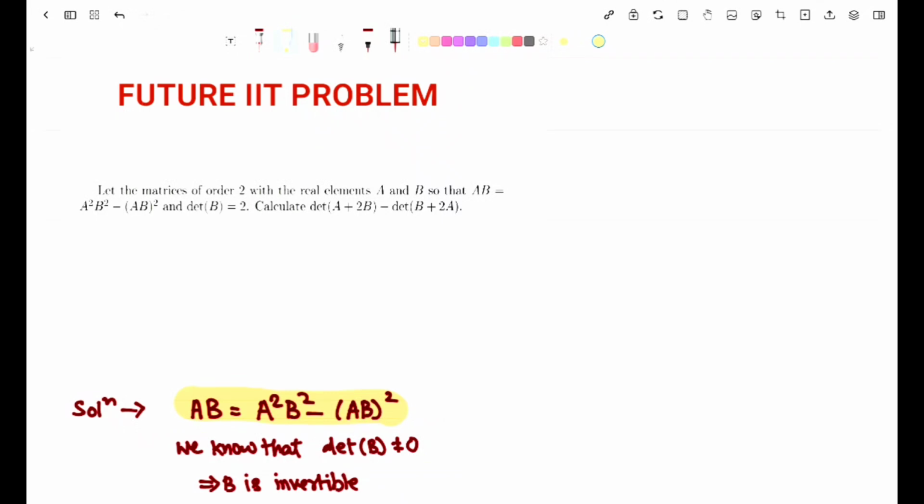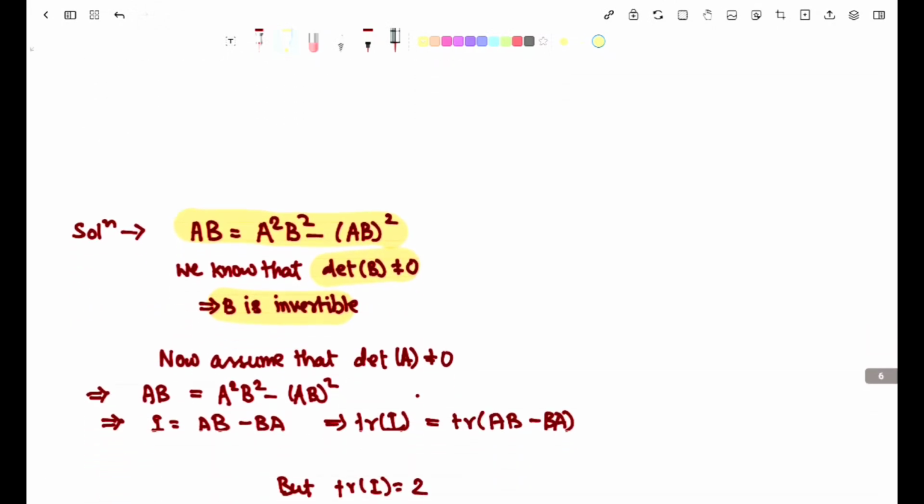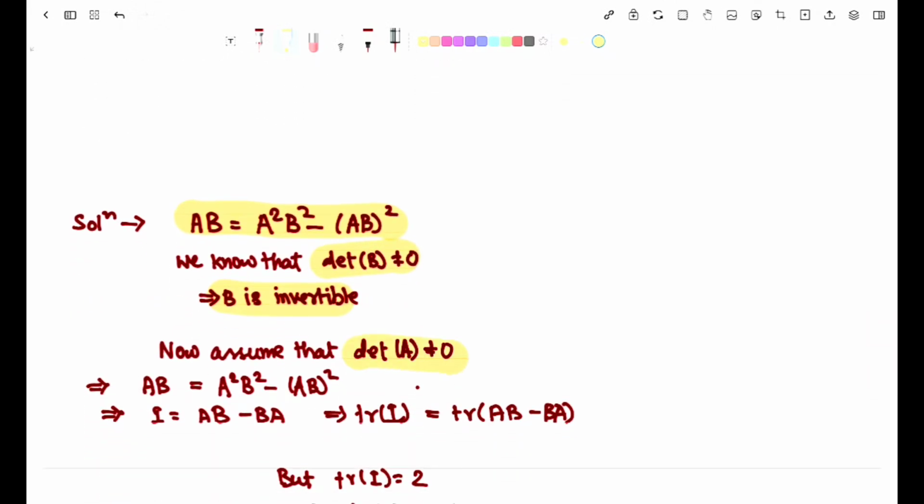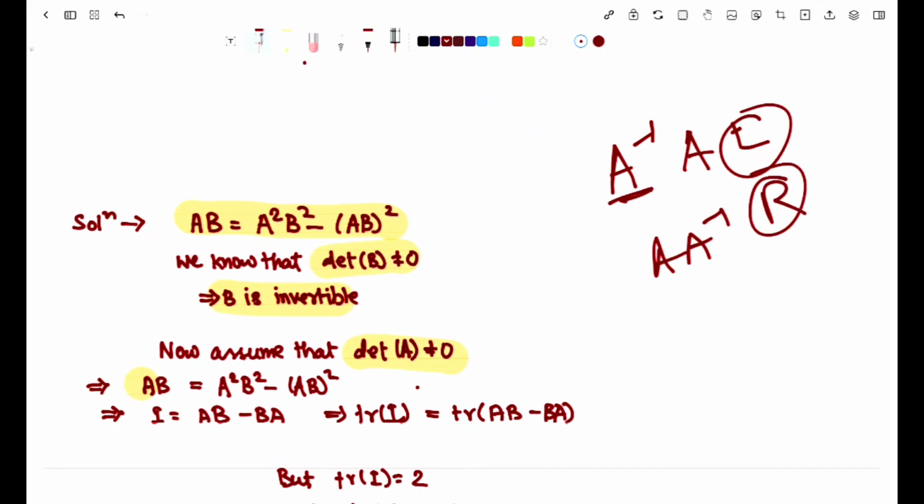Now what I do is, I have that determinant of B is not equal to 0, therefore B must be invertible, right? So now we assume that determinant of A is not equal to 0. If we assume that, what we can do is, you can have a left inverse for A. What is a left inverse? Basically, when you write the inverse of A on the left side, that is a left inverse, and if you write the inverse on the right side, that is a right inverse. So this is left and this is right, that is all, right?